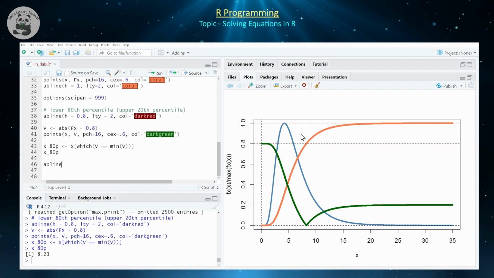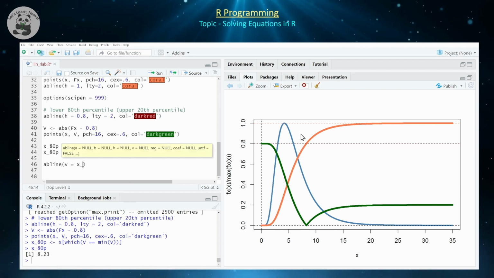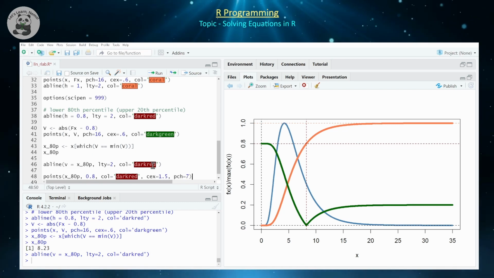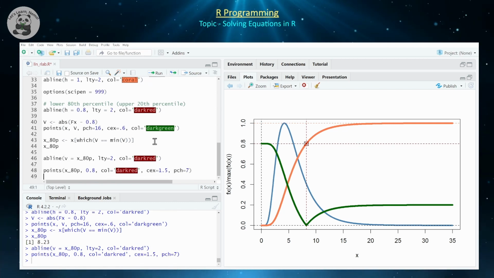So let's do an abline, vertical at x80p, lty is equal to 2, color is equal to dark red, and that's going to give us some vertical line, and it's going to cross there. And now we're going to plot those values, and hopefully they do cross, and they should because we've already found them. And these lines are based upon those values. So points, x80p, 0.8 for 80th percentile, col is equal to dark red, cex equals 1.5, and pch is equal to 7, and this point should be approximately equal to there.